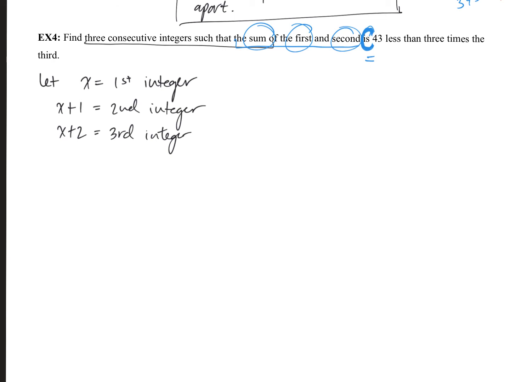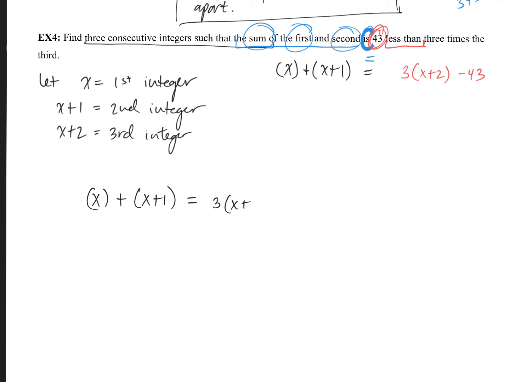Let's translate the first part. Sum of the first and the second. Well, the first one is x, and the second one is x plus 1. So I want the sum of these two. And I want that to be equal to, let's see, what do we have on this side? It's 43 less than, so we're going to be subtracting 43 from what? 3 times the third. Well, 3 times the third would just be 3 times x plus 2, and I'm taking 43 away from that. And there's my equation. I'm going to go ahead and write that a little better down here. So I have the sum of the first integer and the second, and that is equal to 3 times the third minus 43. And there we go, we have our equation.